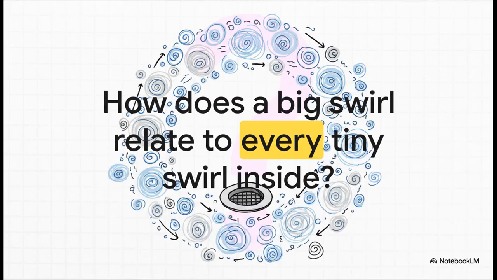To really wrap our heads around this, let's start with a question you've probably seen in real life. Picture water swirling down a drain. You see that big, obvious rotation, right? The main vortex. But what if I told you that that one big motion is perfectly, and I mean perfectly, explained by adding up every single tiny, invisible swirl happening at every point inside the water? That's the exact kind of puzzle Stokes' theorem solves.